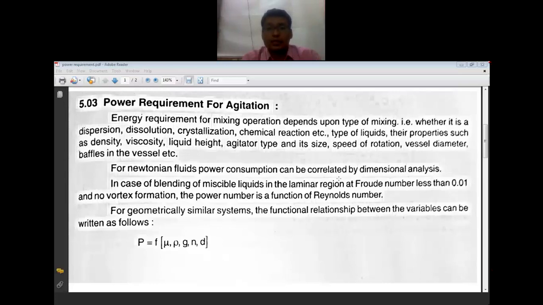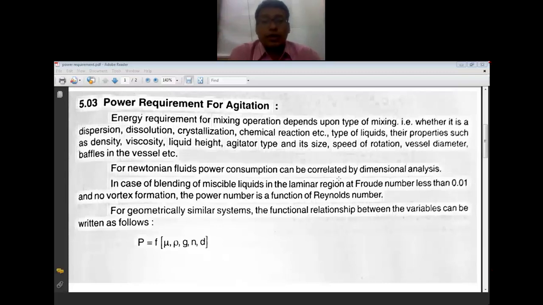Not only that, it also depends on the physical properties, such as density, viscosity, the liquid height in the tank, and the agitator type, whether it's a propeller, a turbine, a paddle type or an anchor type. Then its speed of rotation, the vessel diameter, and whether the baffles are present or absent. All these are the different factors to be considered for calculation of the power requirement.